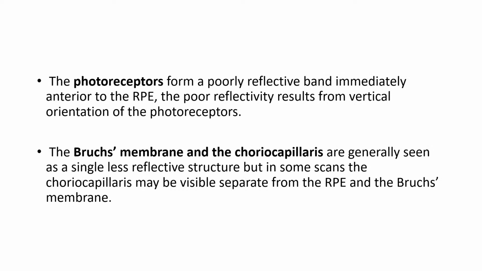The photoreceptors form a poorly reflective band immediately anterior to the retinal pigment epithelium. The poor reflectivity results from the vertical orientation of the photoreceptors. The Bruch's membrane and the choriocapillaris are generally seen as a single less reflective structure, but in some scans, the choriocapillaris may be visible separate from the RPE and the Bruch's membrane.